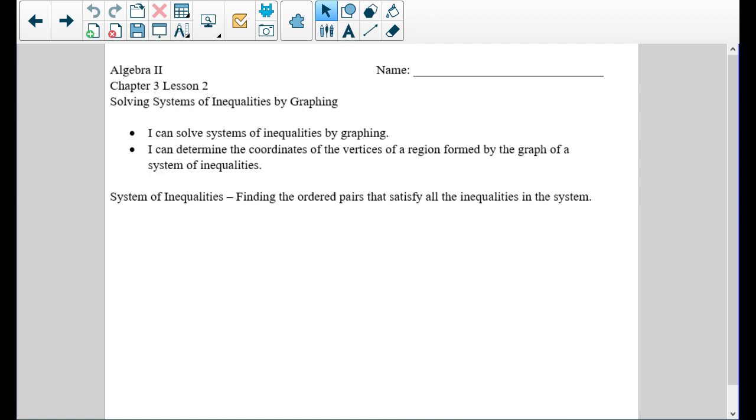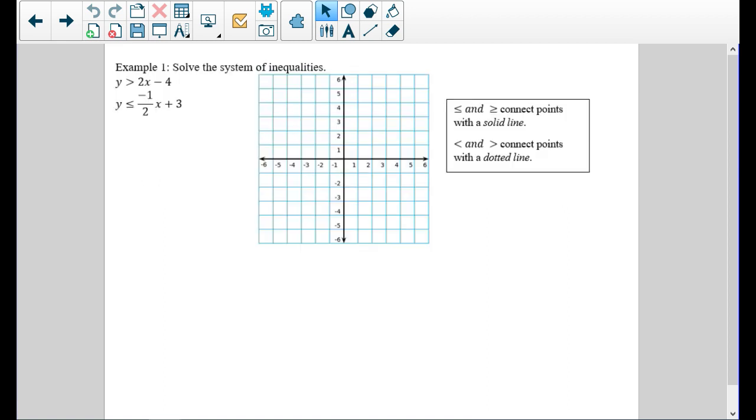So if I have two inequality equations, then it has to satisfy both of them. If there's three, it has to satisfy all three. If there's five, it has to satisfy all five. The only way we're going to solve these is by graphing. Okay, so let's take a look at how we're going to do this.